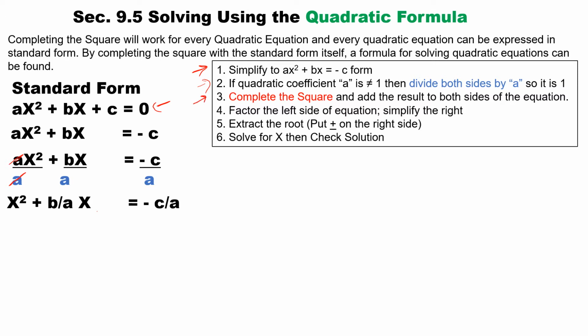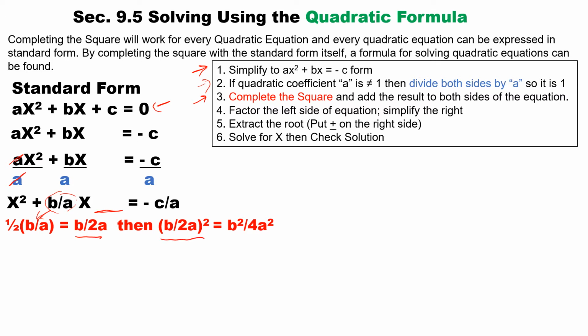What can we add here that would make that left side of the equation a perfect trinomial square? So we're going to complete the square. You all know how to do that. You're going to look at the coefficient of the linear term, and you're going to half it. Remember, we've been halving it. You're going to take that result then, and you're going to square it. And that gives you the perfect square that you want to then add to both sides of the equation.